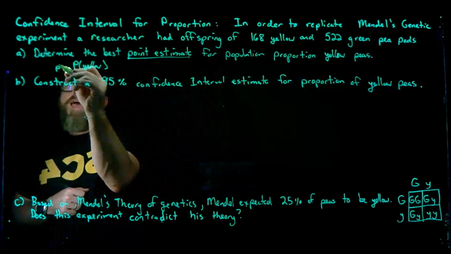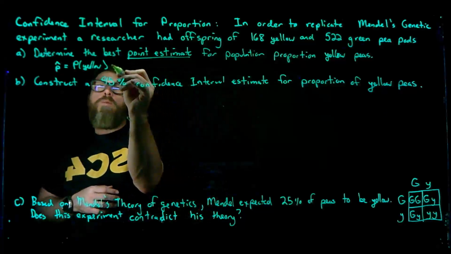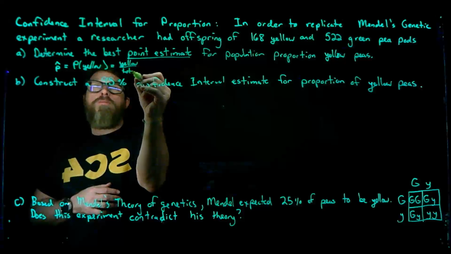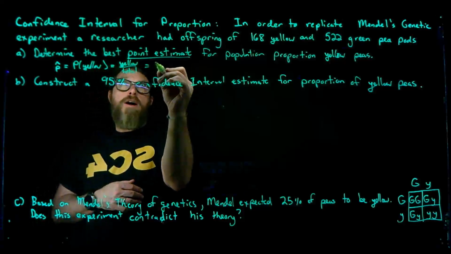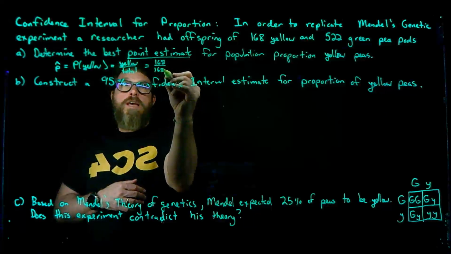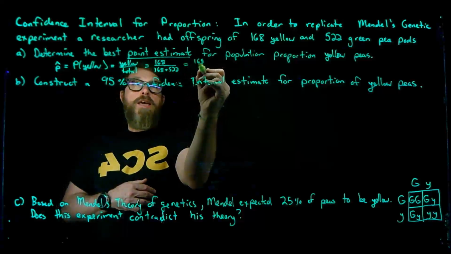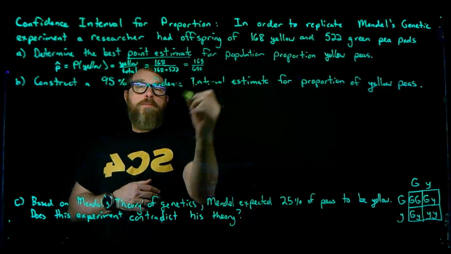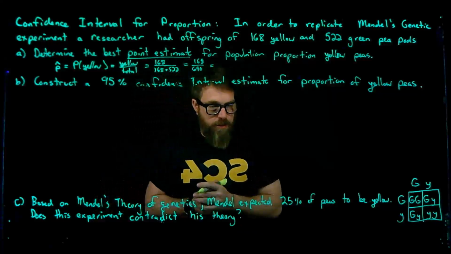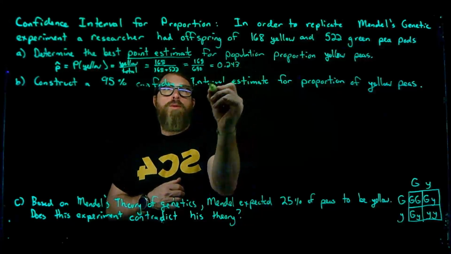So p hat is going to be equal to the proportion of yellow for the sample, and what we know is this is going to be yellow pea pods over our total. So what I know is I'm going to have 168 yellow pea pods. The total is going to be 168 plus 522. So we're going to have 168 all over 690 peas. I'm going to write this as a decimal, rounded to 3 sig figs, because this is a discrete probability distribution. So this is 0.243.